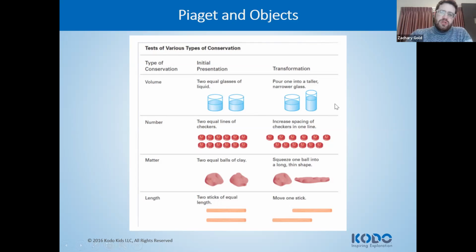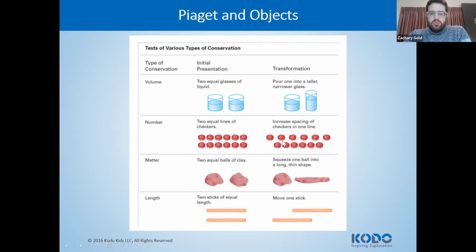So when you conserve volume, like two equal glasses of liquid, by pouring one glass out into a taller, thinner glass, it is the same amount of liquid that was there before, but it's taller and thinner. And kids that are not able to conserve will perceive the taller glass as having more liquid in it.